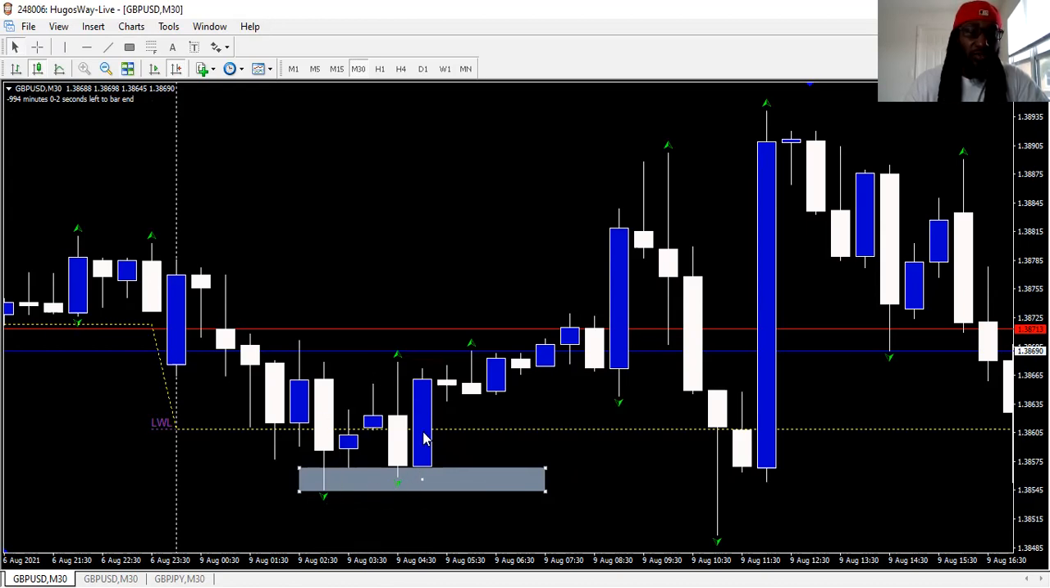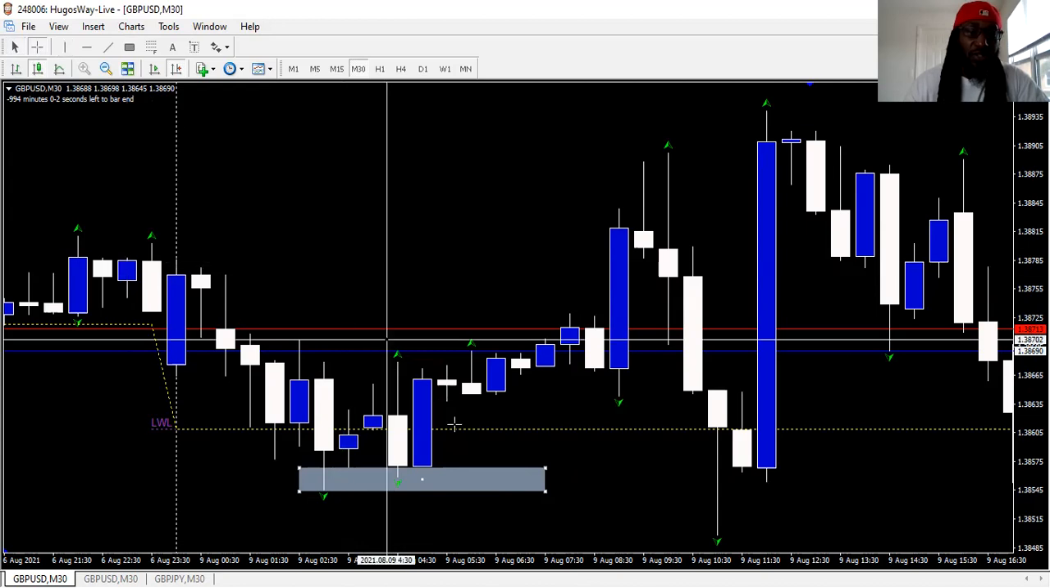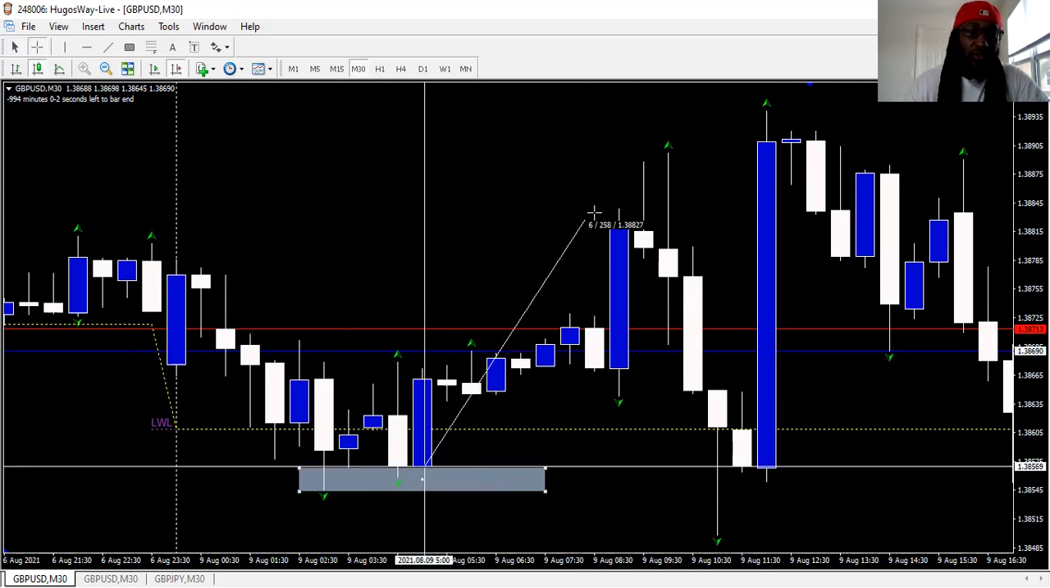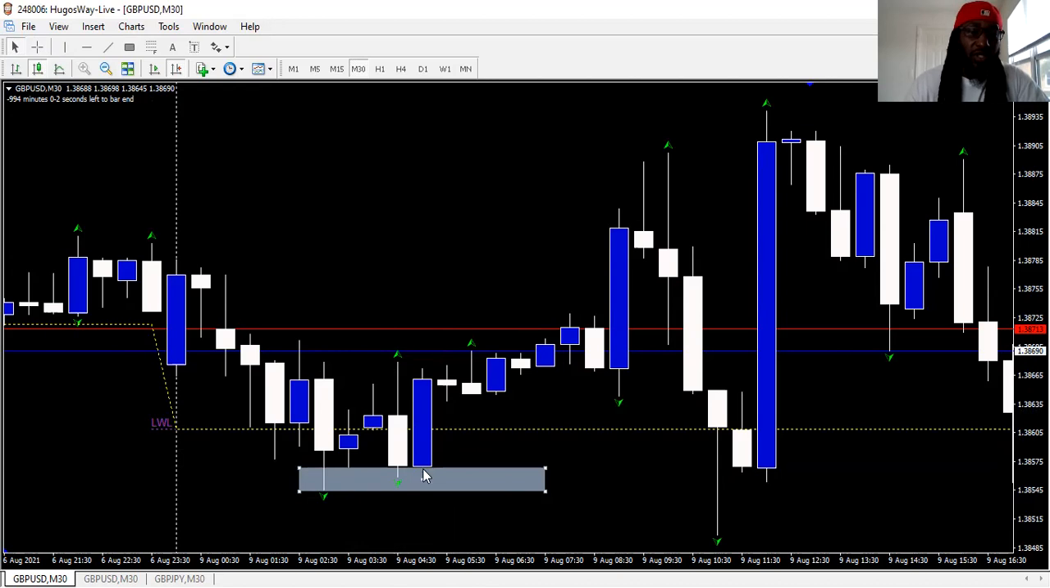So as this double bottom was formed, it's an entry right here. You can take this entry and ride it all the way up. But if you're not comfortable with taking this entry, then you can wait until it retests the neckline. So basically the neckline of the W is here. You go from that body to that wick, and now you're waiting on a retest of this neckline.